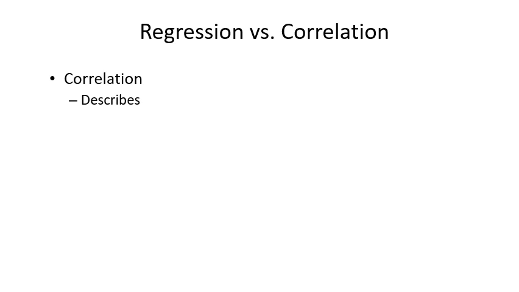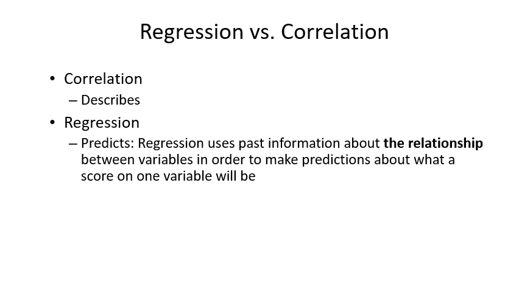First of all, correlation describes a relationship. So we just got done talking about it. It describes the strength of the relationship, the direction of the relationship, all of that. So correlation is describing the relationship. Regression, on the other hand, is used to predict. Regression uses past information about the relationship, which is the correlation's part of that, in order to make predictions about what a score will be based on new information, based on whatever it is we're looking at.